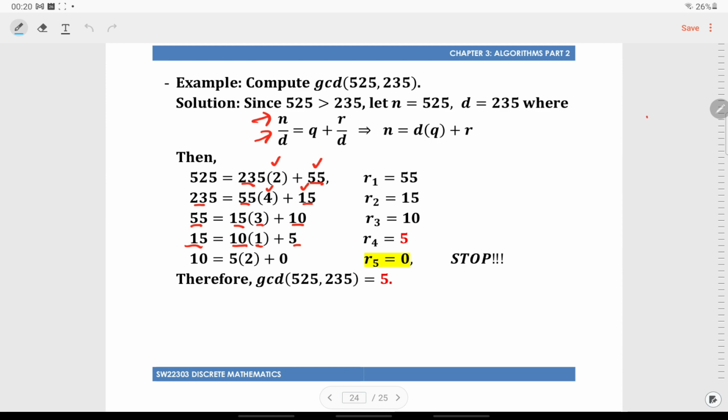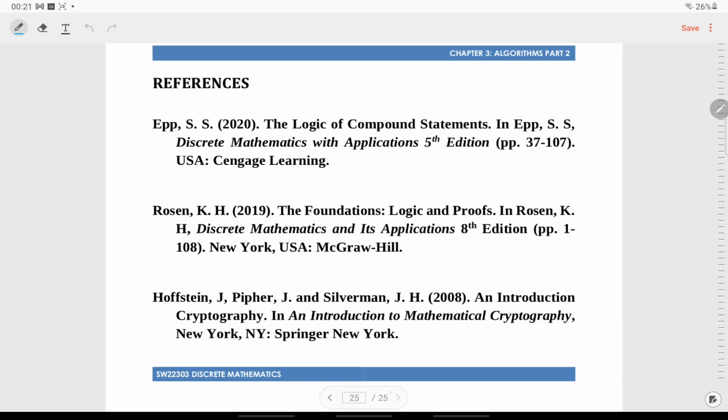Because 5 is not equal to 0, we need to proceed. In the next step, we take 10 as the new dividend and we take 5 as the new divisor. When we divide, we obtain the quotient equal to 2 and now the remainder equal to 0. Because the remainder equals 0, we stop and we consider the previous remainder before 0 as the GCD of the given numbers. So that's how to compute the GCD by using the Euclidean algorithm. Okay, so that's all for this part.